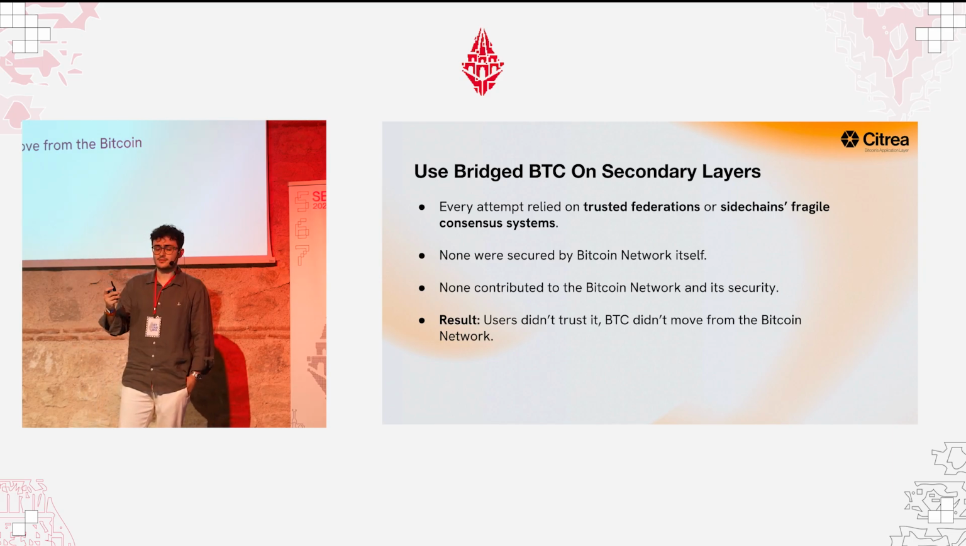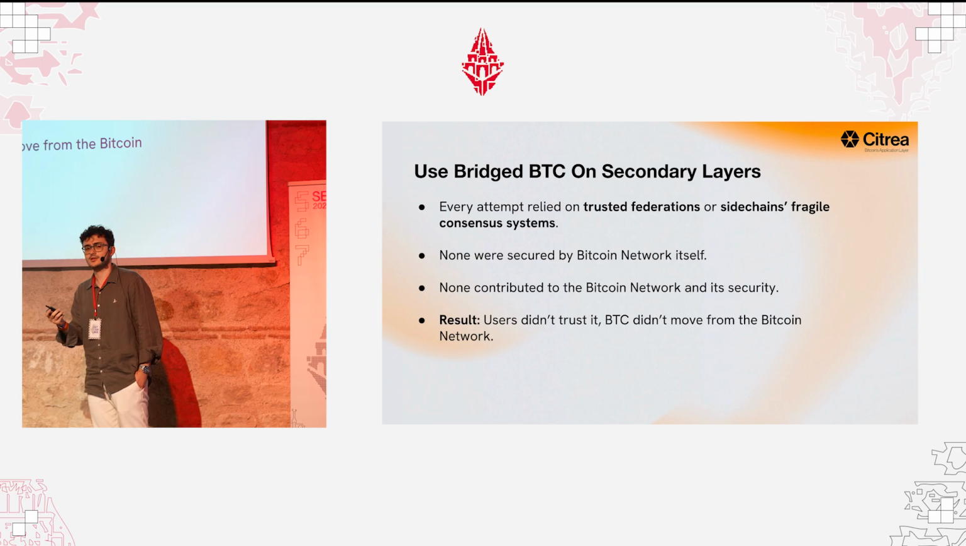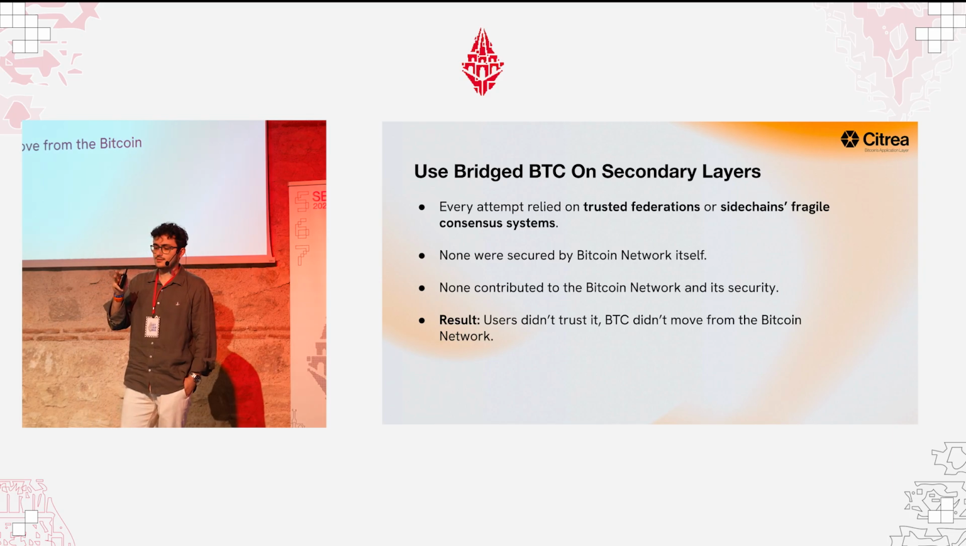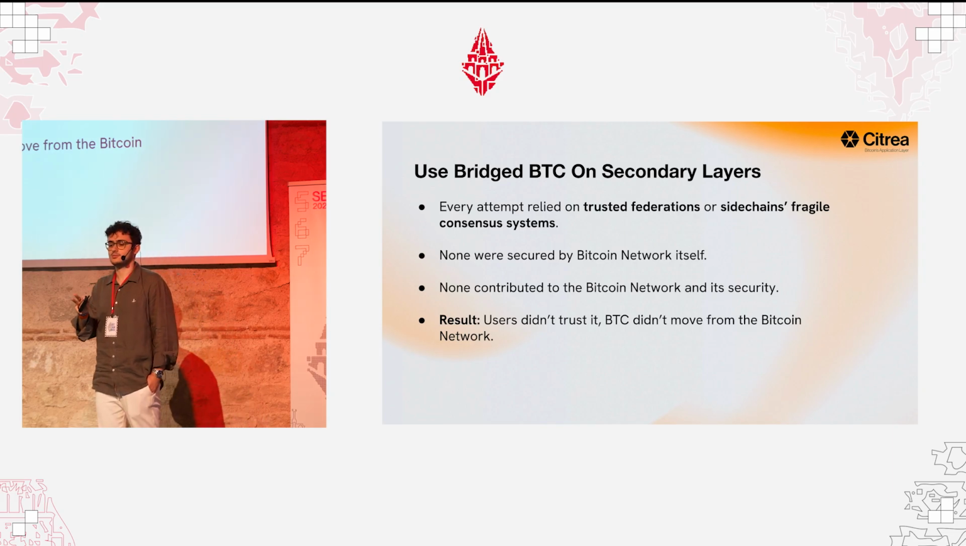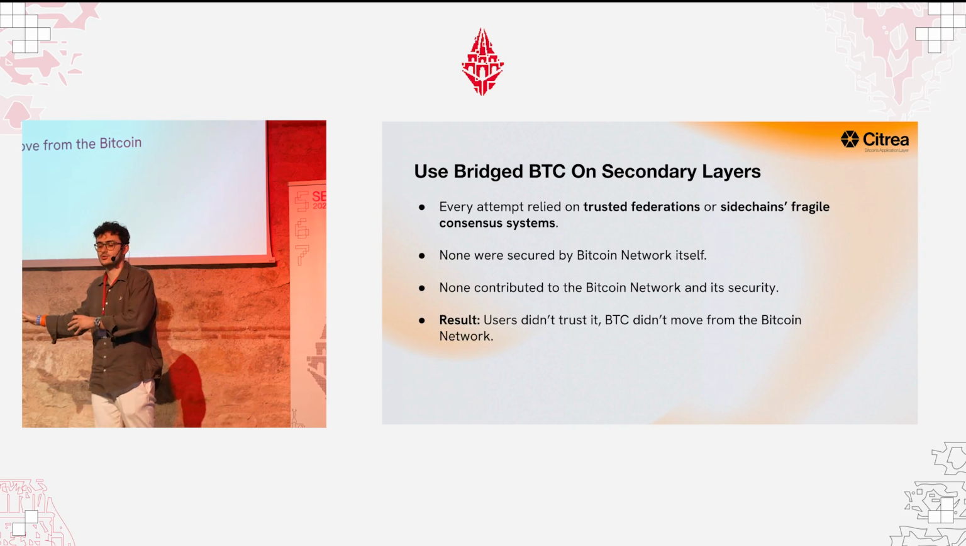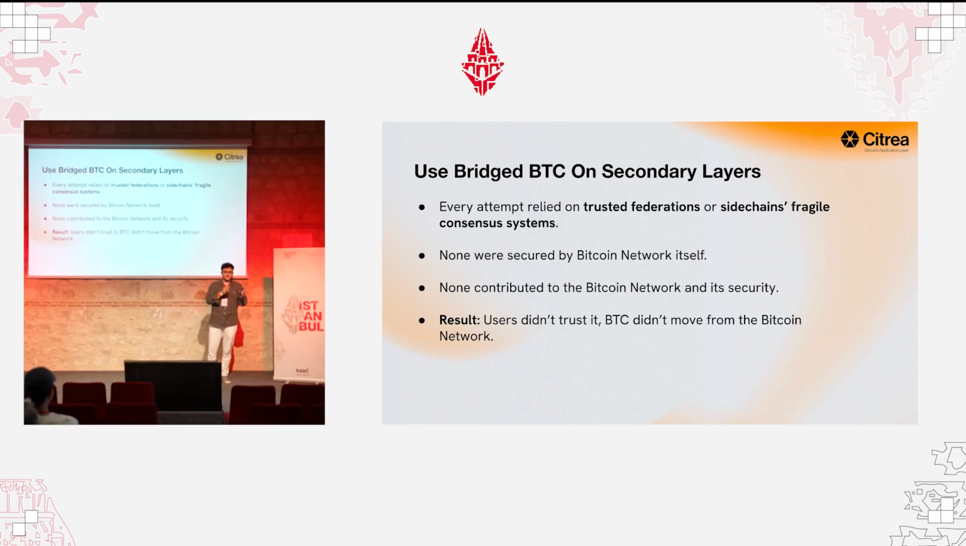With that in mind, none of these bridges or layers were actually secured by Bitcoin. And what does secured by Bitcoin mean? That means they're not settling on Bitcoin. They're just handling the funds. The actual verification goes on in their nodes. None of these attempts contributed back to Bitcoin either, and what that means is paying fees in Bitcoin so that you're contributing to the security of Bitcoin. Because when you're contributing to the miner economy, you're contributing to the security of the chain. So that resulted in users not trusting it.